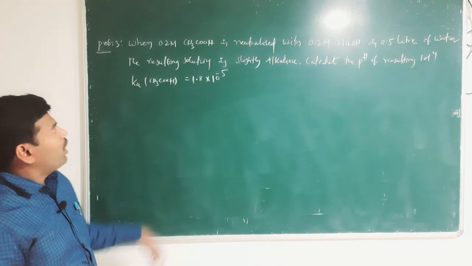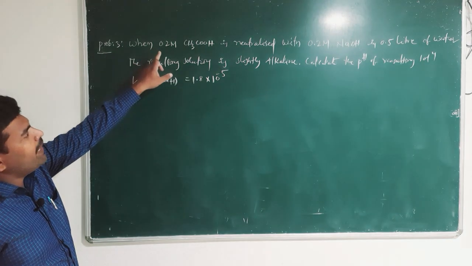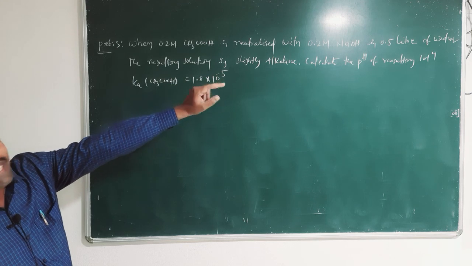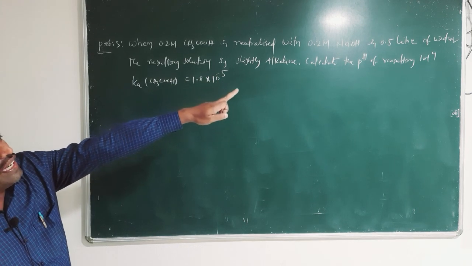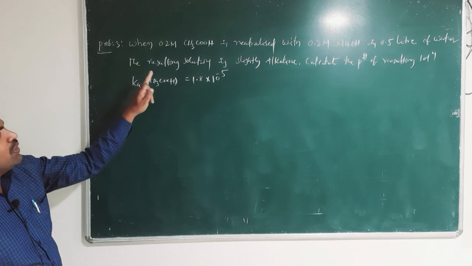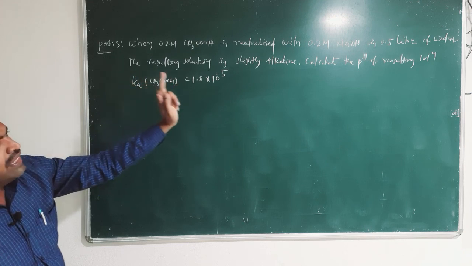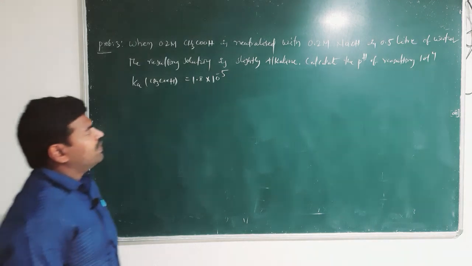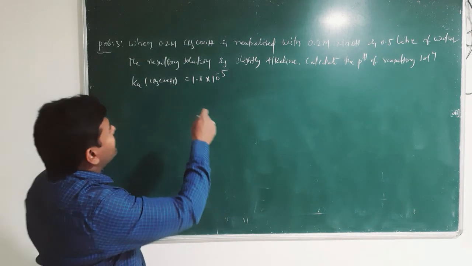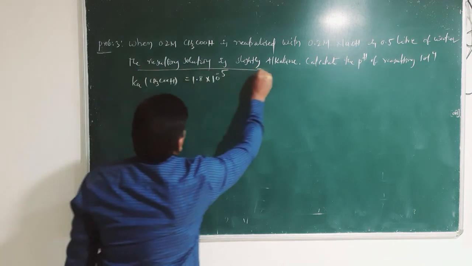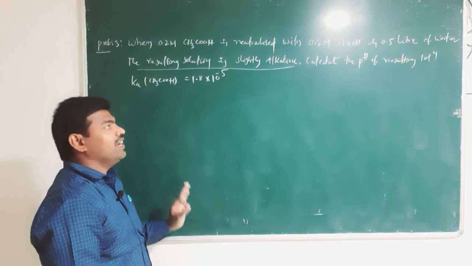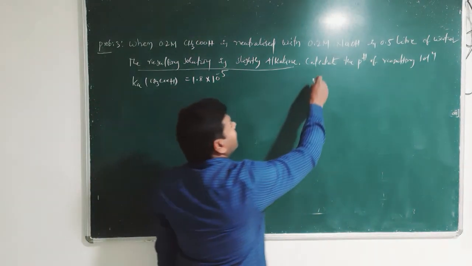Okay, and problem 3 is: when 0.2 molar acetic acid is neutralized with 0.2 molar NaOH in 0.5 liter of water, the resulting solution is slightly alkaline. Then calculate the pH of the resulting solution. Here they have given that the resulting solution is slightly alkaline, but what they ask is to calculate the pH of the resulting solution.